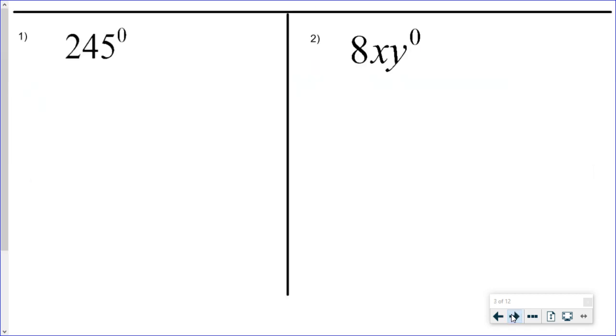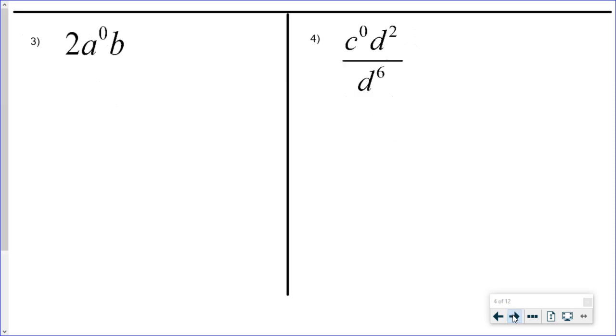Okay, so again, 245 to the power of 0 is just 1. Now be careful for number 2. 8x y to the power of 0, that's the only part that's 1. The 8x is still there, so that's 8 times x times 1, which is just 8x. Be careful in that one. Now, again, this part is the only one that's 1. That 2 and the b is still there, so that's just 2b.